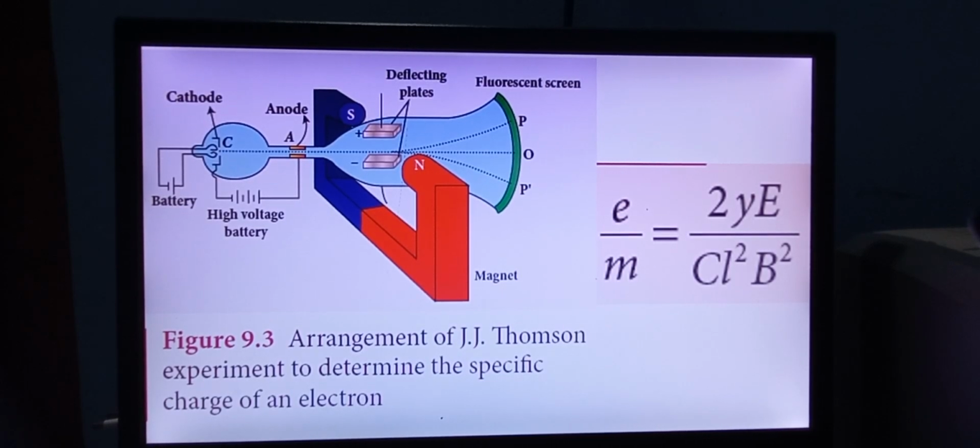Next, J.J. Thomson experiment. It is used to determine the specific charge of an electron. So look at the diagram. Here the battery, cathode, anode, then deflecting plates, fluorescent screen and a magnet. The formula e by m will be equal to 2yE by cL squared B squared.